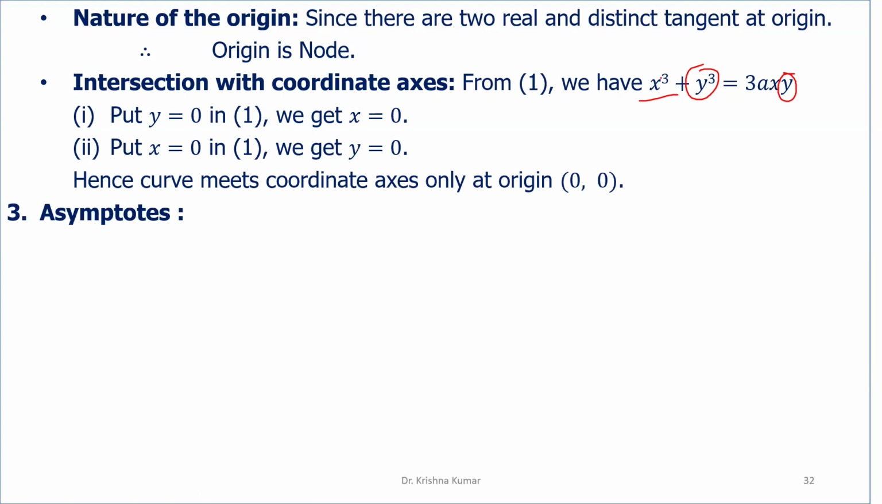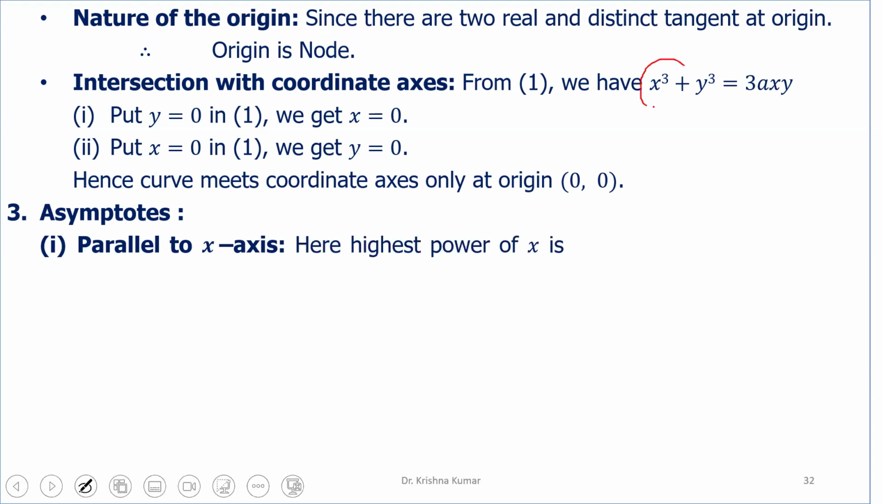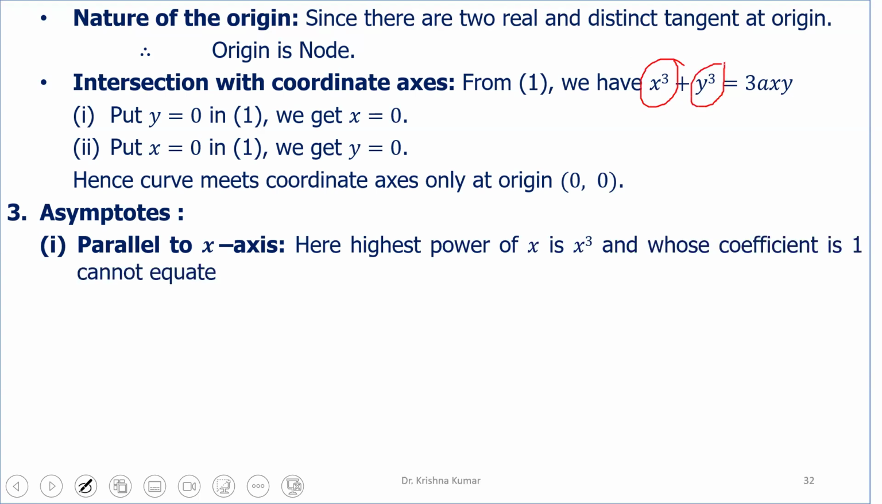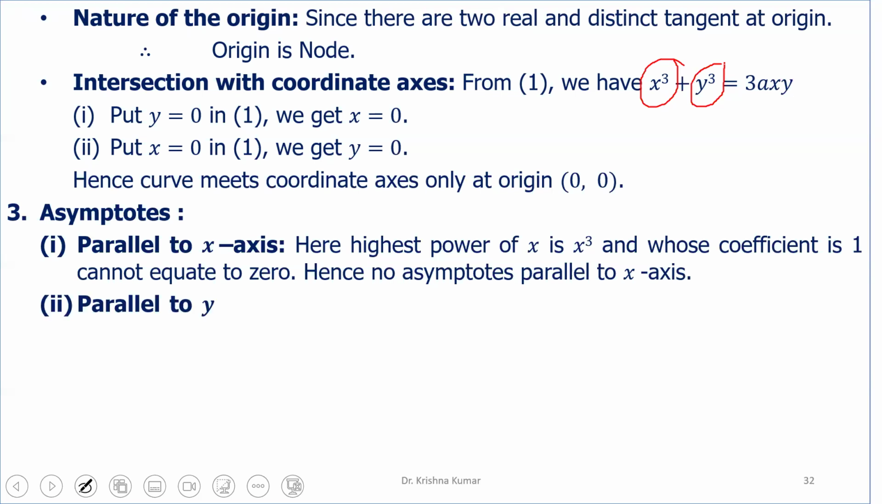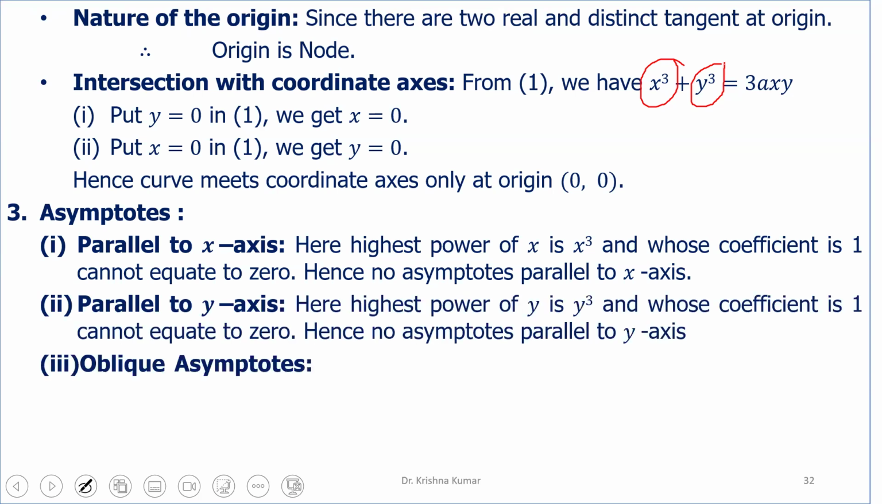Let us try to find the asymptotes. Since this is an implicit curve, we check the highest power of x, which is x cube, and the highest power of y, which is y cube, and their coefficients are 1, 1. So we are not able to find asymptotes parallel to the x-axis as well as asymptotes parallel to the y-axis. So no asymptotes parallel to the x-axis or y-axis. But here we will get oblique asymptotes.